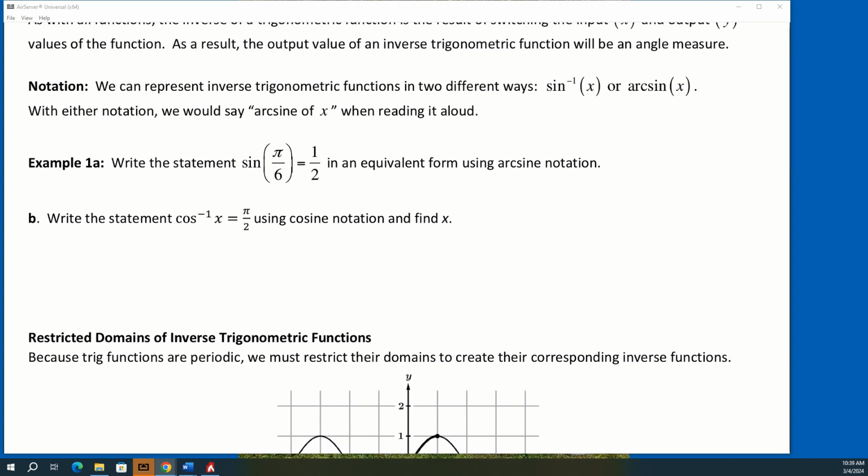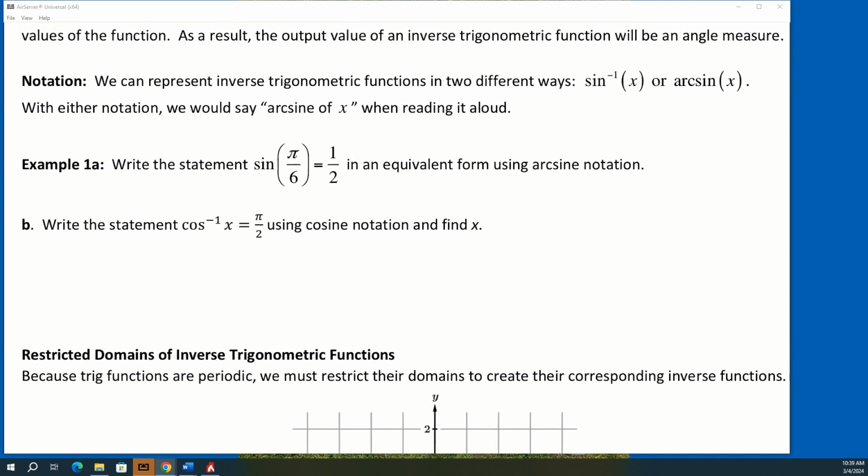There are two notations for inverse trig functions, and this is the one you probably remember, maybe from geometry. I don't think you spent a lot of time in Algebra 2 talking about inverse trig functions. This might be a new one, but they mean the exact same thing, and they're both read as the arc sine. You can say the inverse sine, it's fine, but technically it's supposed to be read as the arc sine of x.